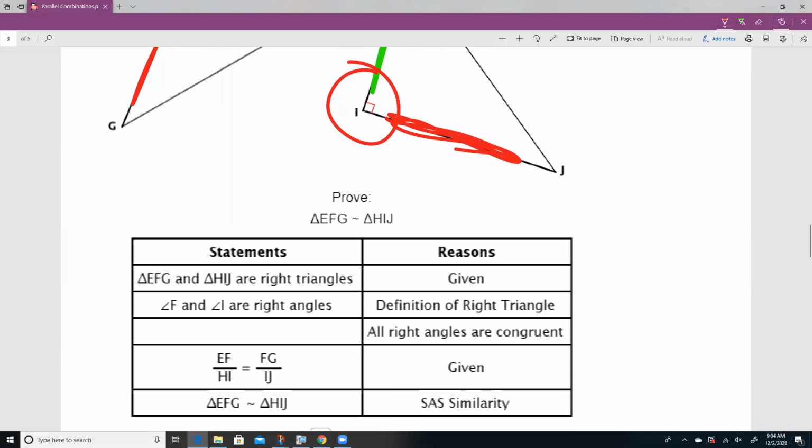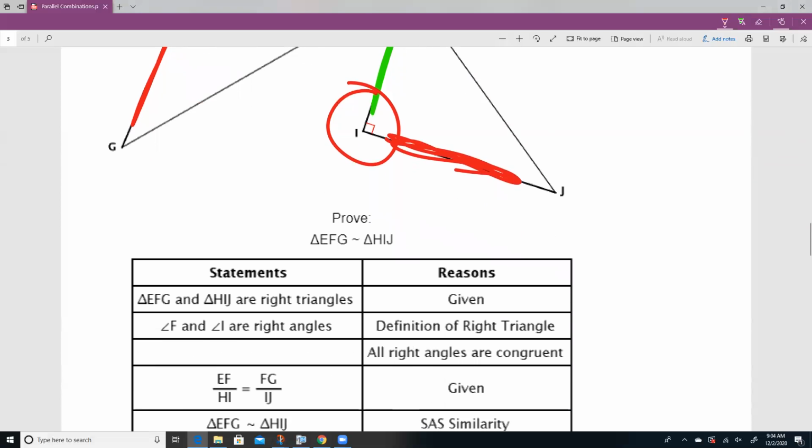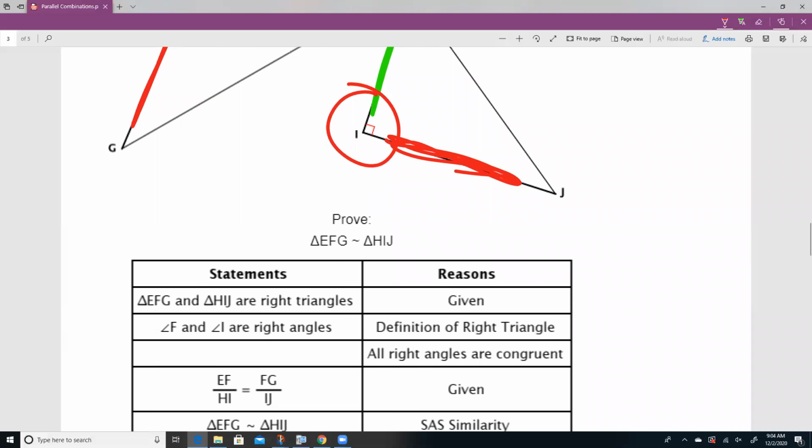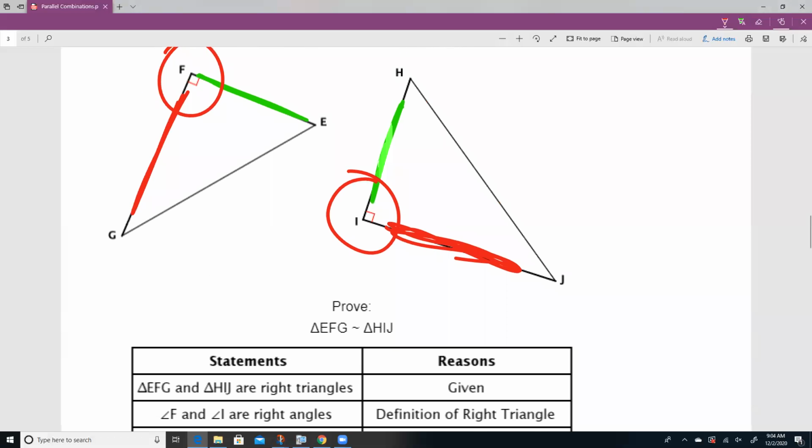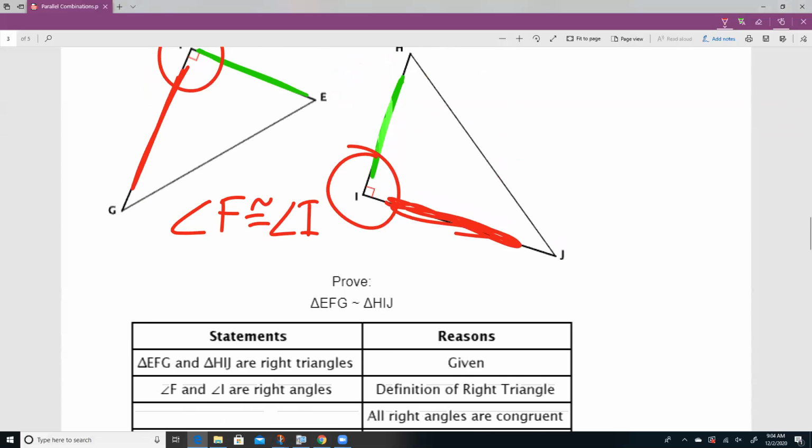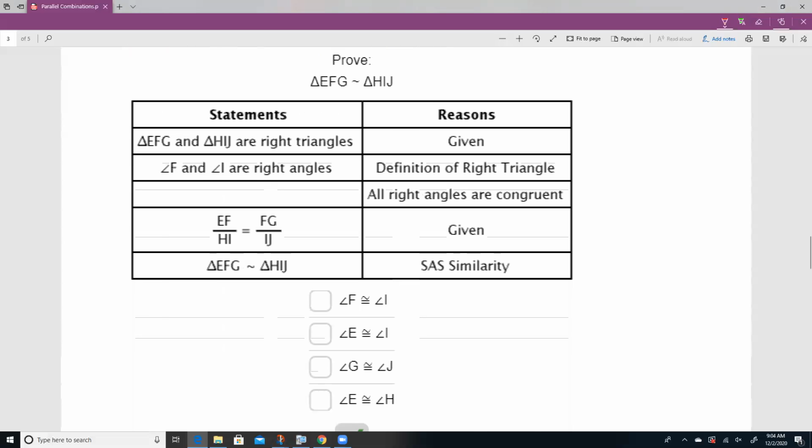So let's see. So this proof starts off by restating my statements. It says that they're right angles. Okay, I and F are right angles. That's given in my picture. And then it says all right angles are congruent. Okay, so we just pointed out some right angles, and we pointed out that all right angles are congruent. Can we say that angle F is congruent to angle I because they're both right angles? Well, I think that is exactly what we are going to say. That's how we would finish that proof.